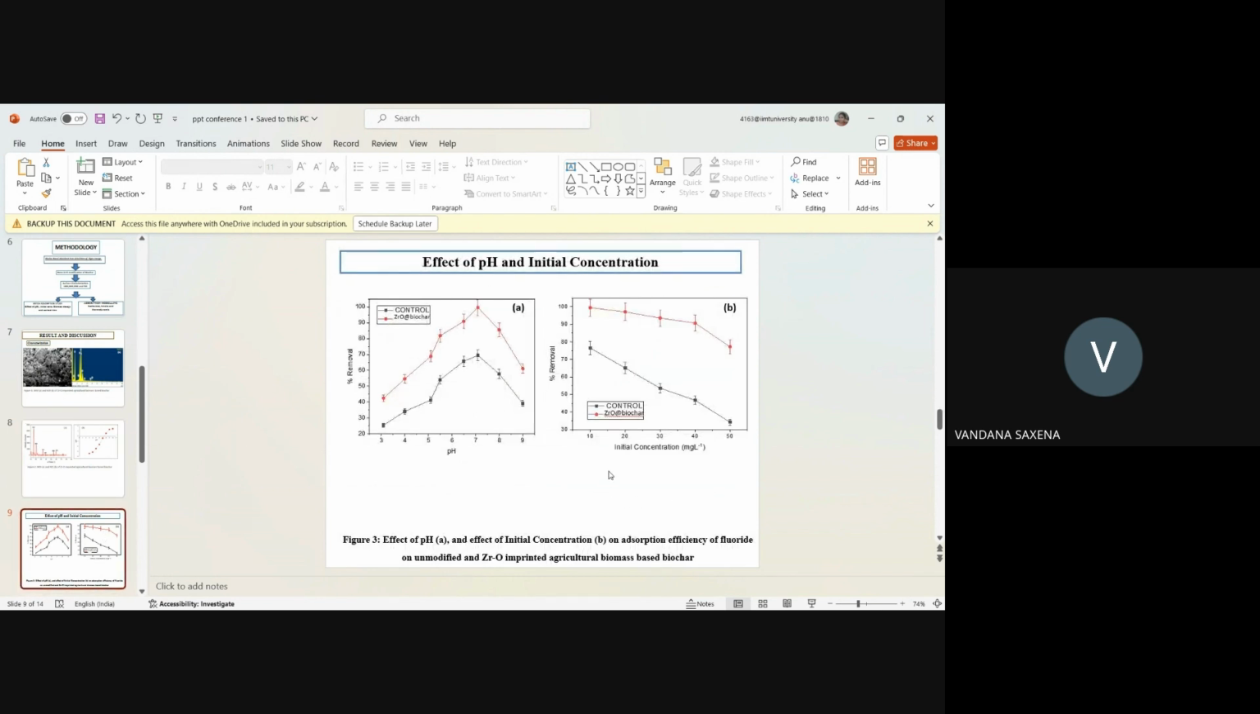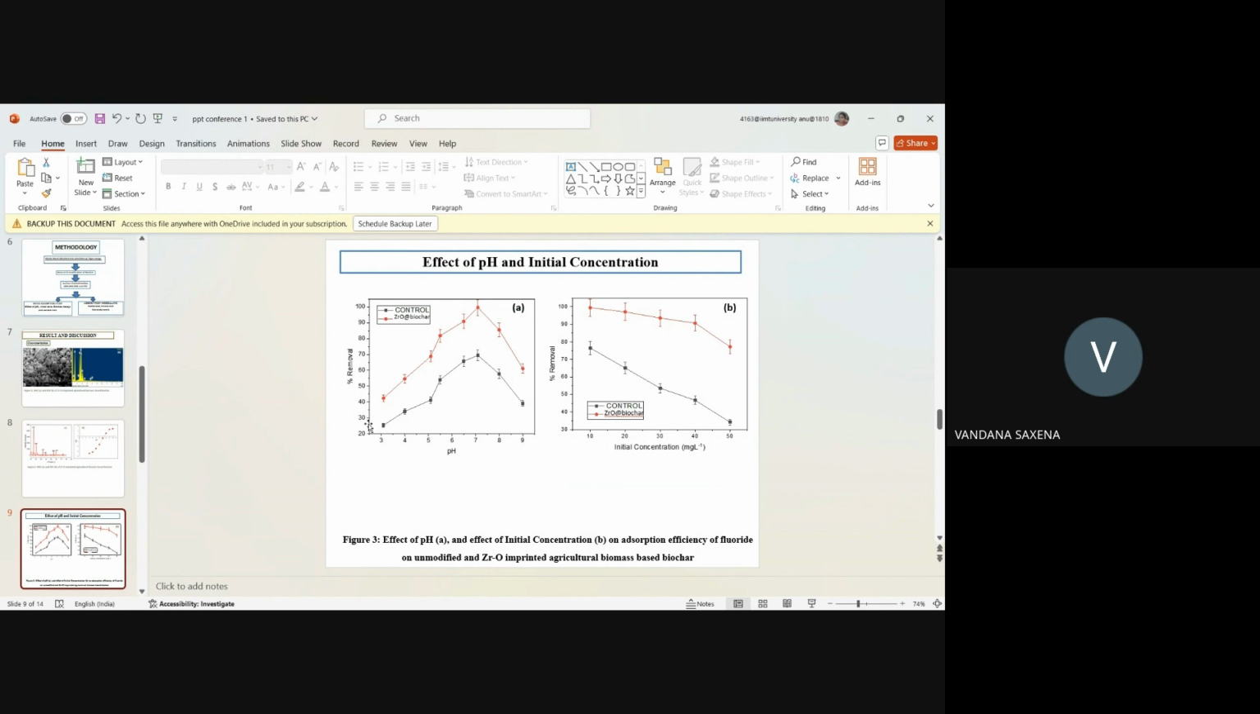So here is the result of the effect of pH and initial concentration. We performed a comparative study. The first one is the control, that is unmodified, and the second one is the modified, that is zirconium oxide imprinted agricultural biomass based biochar. We can see that we got a very good result with enhanced adsorptive capacity with modification.